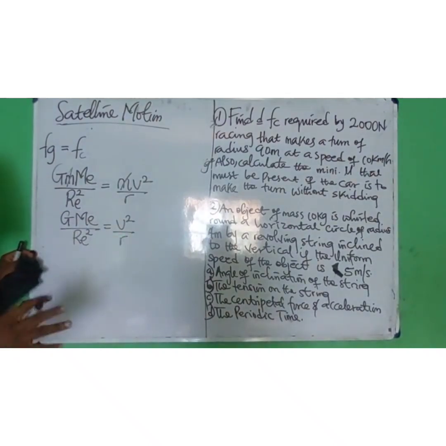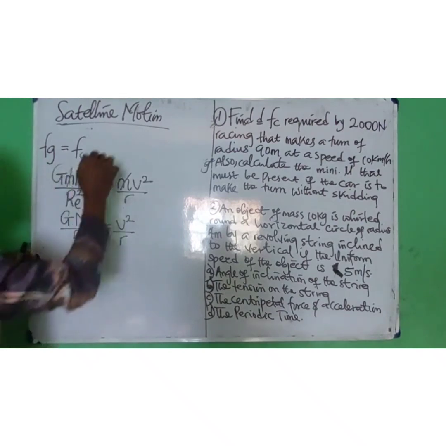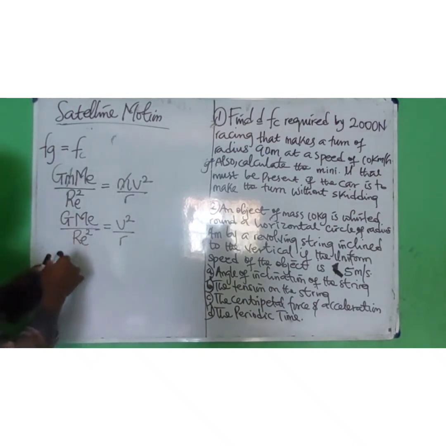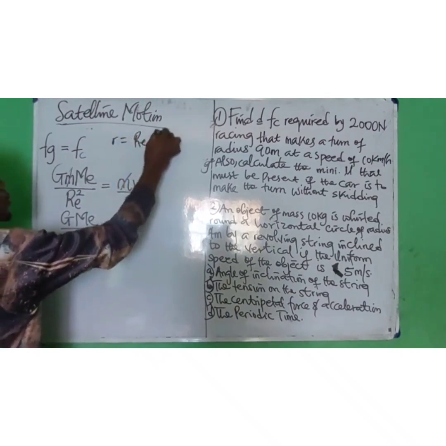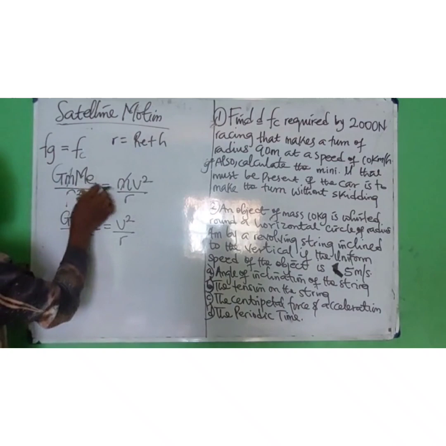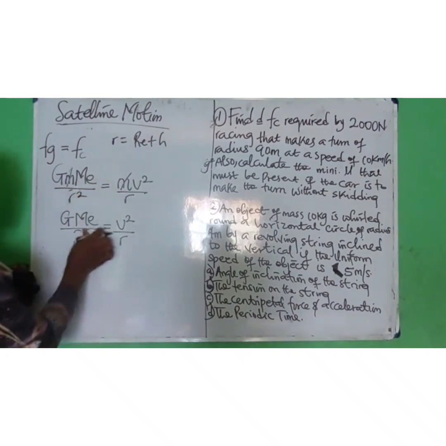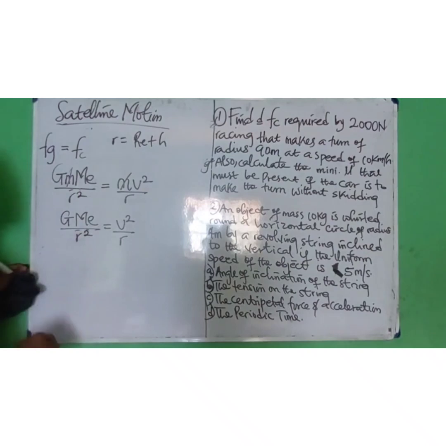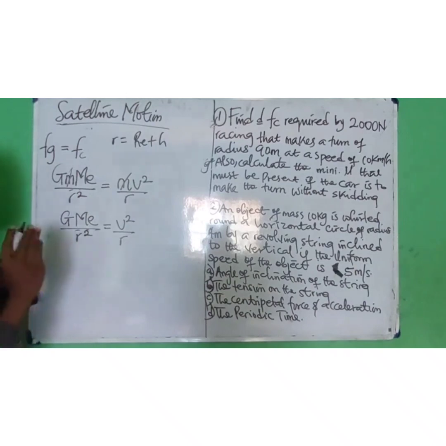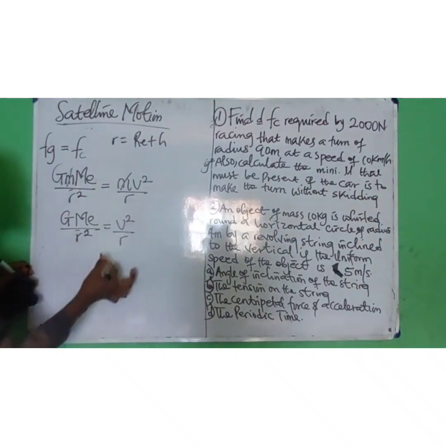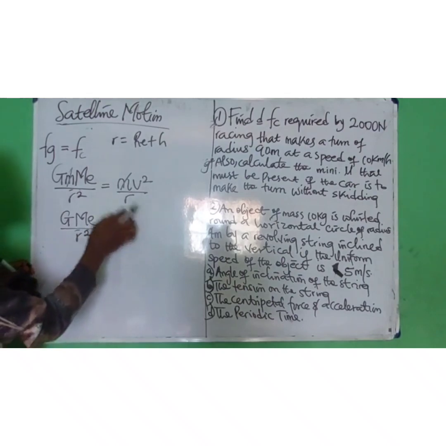Now, I told you that as soon as an object leaves the Earth's surface, the radius changes to R_E plus h. Or let me just put it this way, let me write R squared. Whenever I see R, I'll put R_E plus h. In doing that, I want to make v the subject of the formula, which represents the velocity of the satellite.